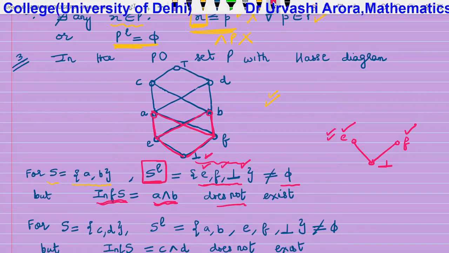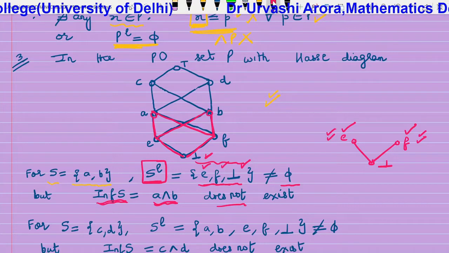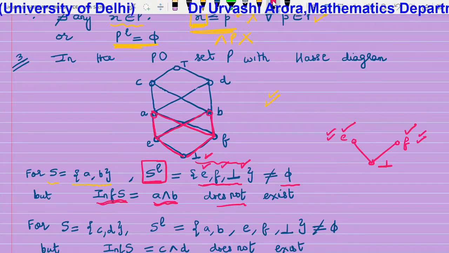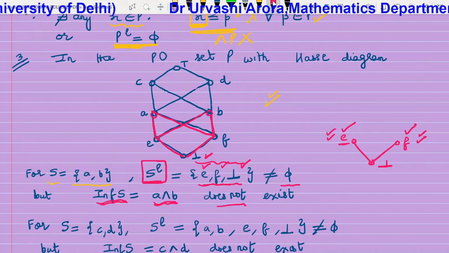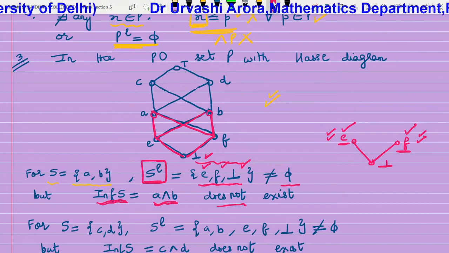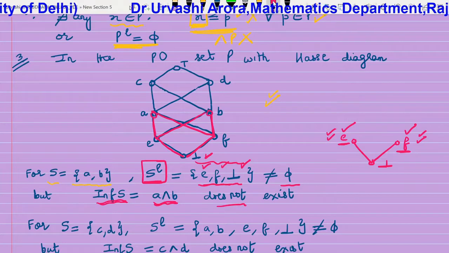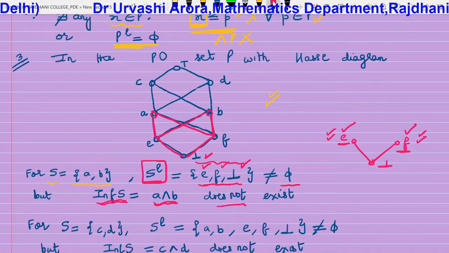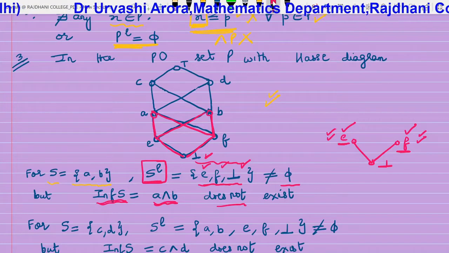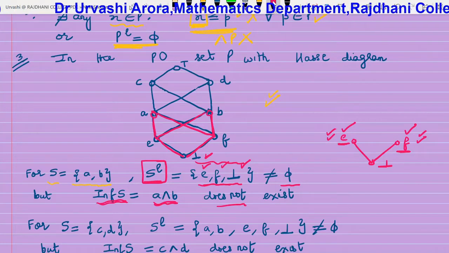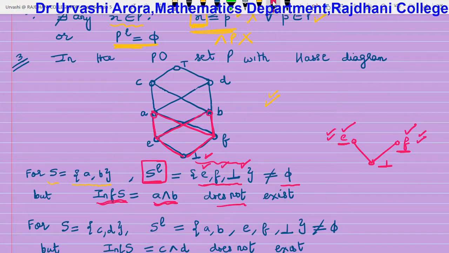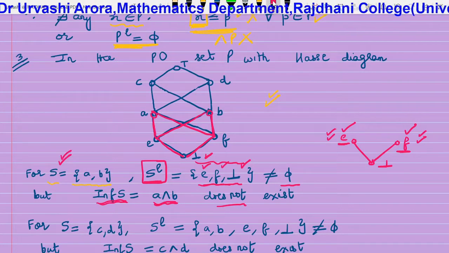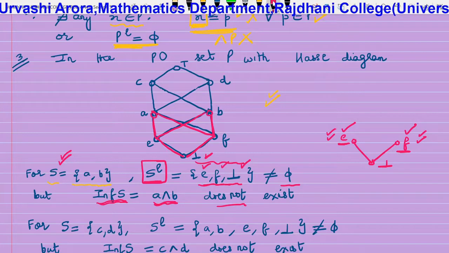But if you see E and F, they are non-comparable elements. None of them is greater than the other. So although lower bounds are there, these two could have been possible greatest lower bounds had one been greater than the other, but E is not greater than F and F is not greater than E. In fact, they are non-comparable. There is no relation. So there is no greatest lower bound of the set S, although lower bounds are there, but greatest lower bound doesn't exist.